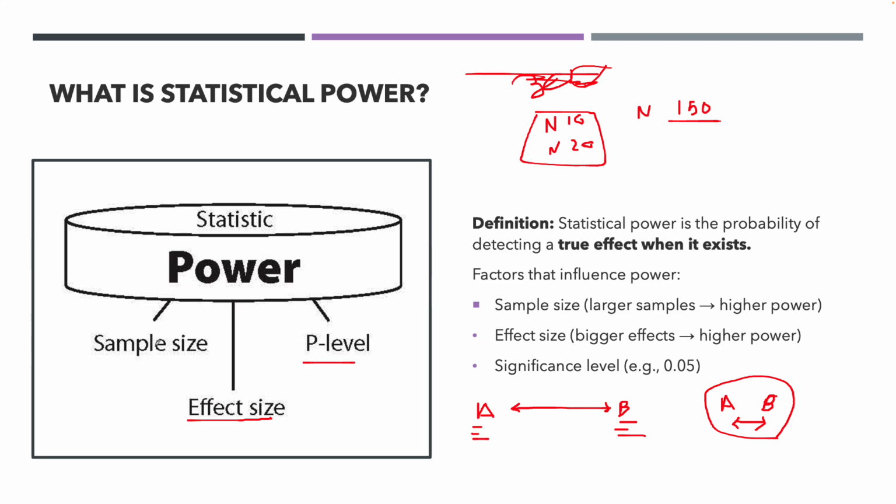And if we have a big sample size, we have a big effect size, and we have a small p-value, well, that gives us a lot of statistical power. Now, there is a little bit of a relationship between p-value and effect size. So sometimes, even if we get a significant p-value, that's not enough. We have to calculate an effect size.